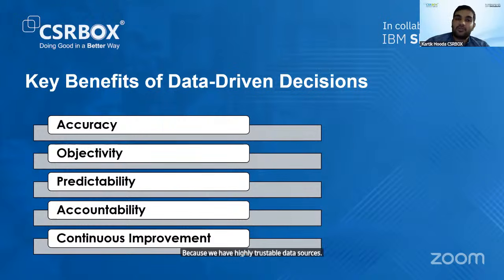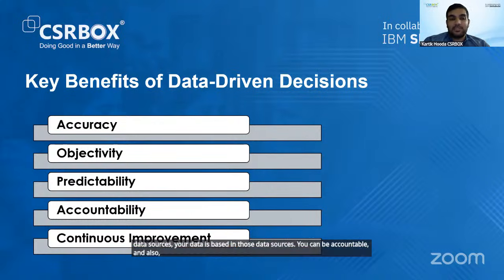And accountability also increases, because whenever something goes south, something goes wrong, because you have trustable data sources and your decisions are based on those data sources, you can be accountable and also improve the situation.